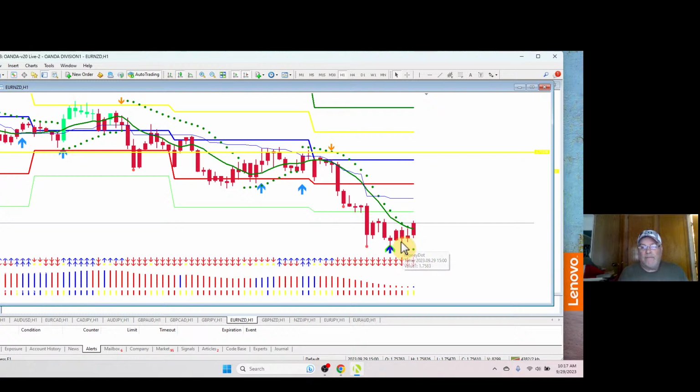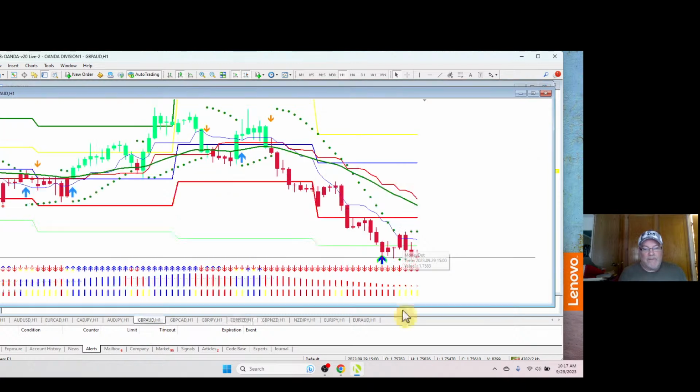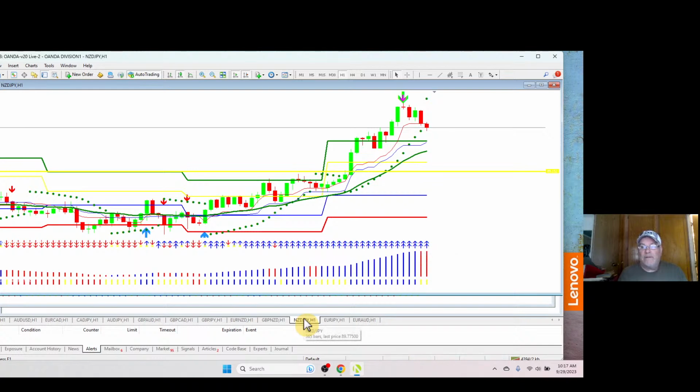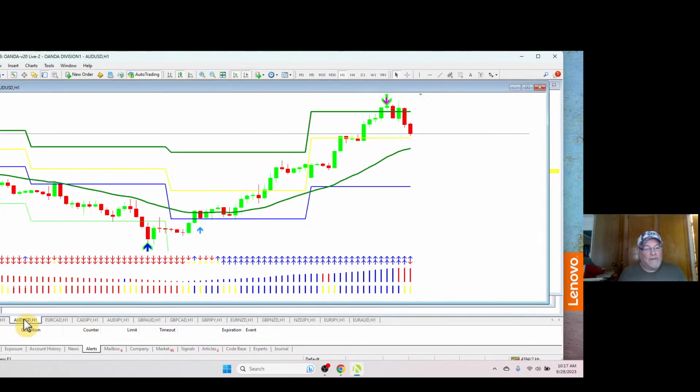I wish I had just done a full position. That's what I should have done instead of just trading half. Done a full position on the Euro New Zealand and the pound Aussie, even though that was a $5 loser. It would have become a $10 loser with a full position. And New Zealand yen, not really doing anything. Aussie dollar, it's gone down a little bit more, not much. So I'm out of all the trades.